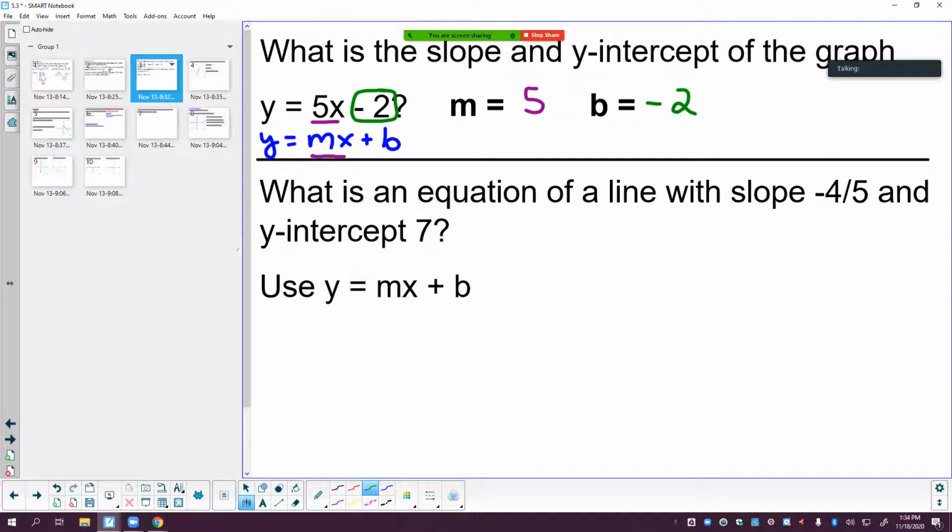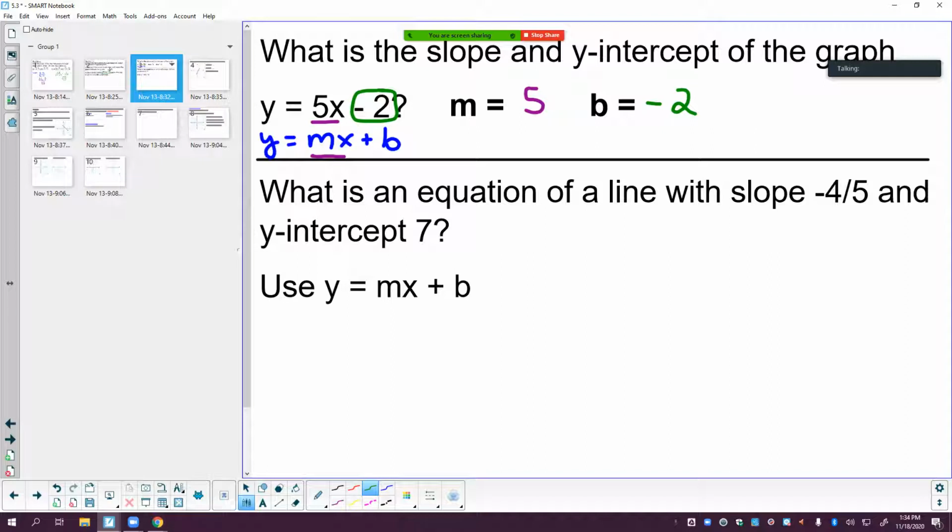Okay, so m is always the number in front of x. That's telling us how our rate of change is happening. Okay, so how is it going up or how is it going down? And then the constant number, the one that does not have a variable, that is always going to be where it crosses the y-axis. So if I was going to graph this, it would cross the y-axis at -2.